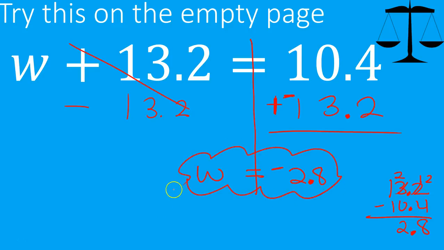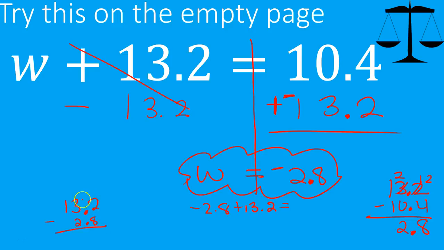Now, let's check our answer. So, if I write negative 2.8 instead of W, so it's negative 2.8 plus 13.2. Well, those have different signs, so we would have to subtract them. So again, I'm going to do that off to the side. Don't be afraid to write work off to the side. That's what gets a lot of people in trouble, is they're afraid to mess it up or something. So you can't do mental math with everything, okay?